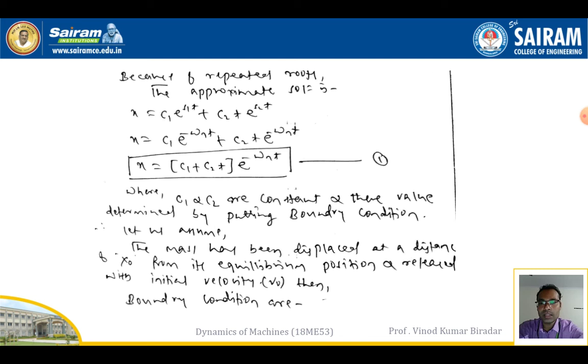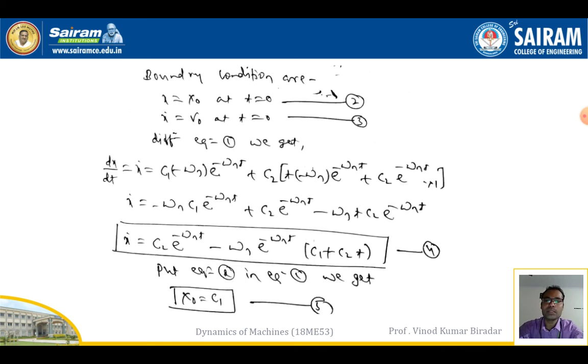Let us assume the mass has been displaced by a distance of x naught from its mean equilibrium position, and it is released with an initial velocity of v naught. Then the boundary conditions are: the spring mass damper system is disturbed with a displacement of x naught and a velocity of v naught. That is, x is equal to x naught at time t is equal to 0. Give this equation number 2.